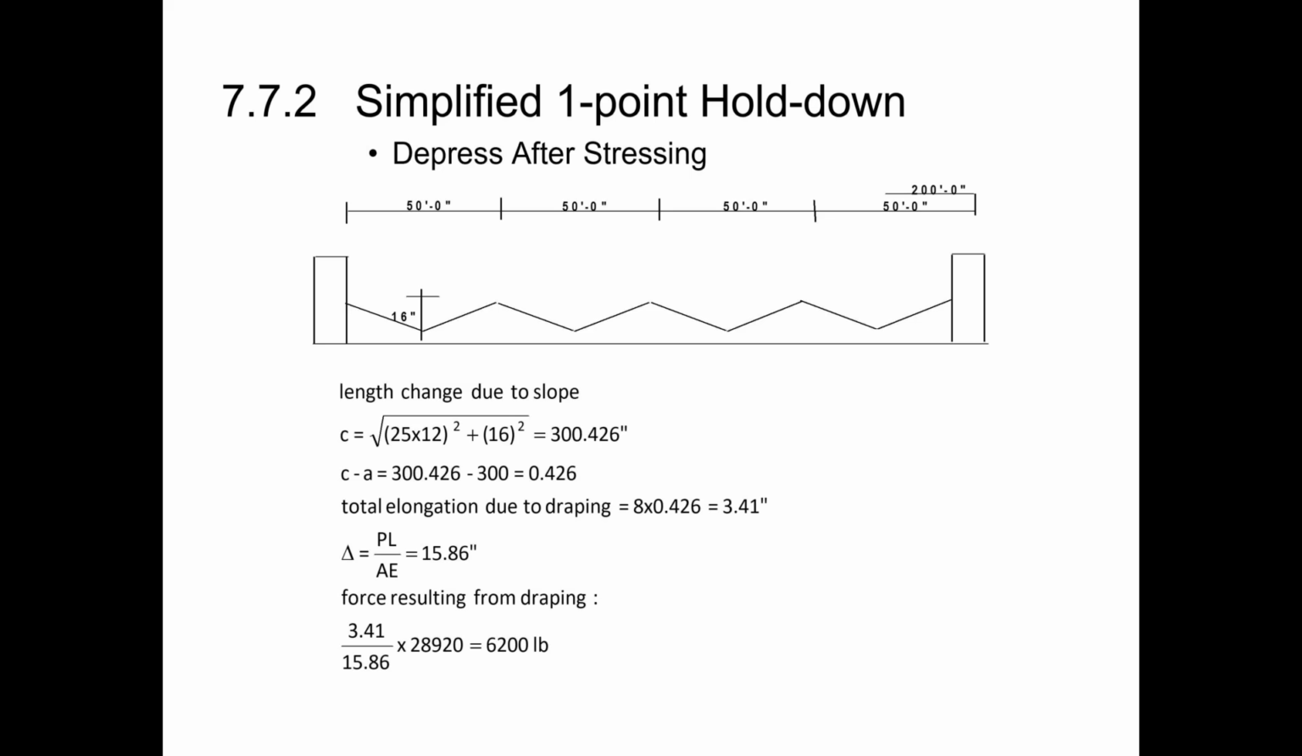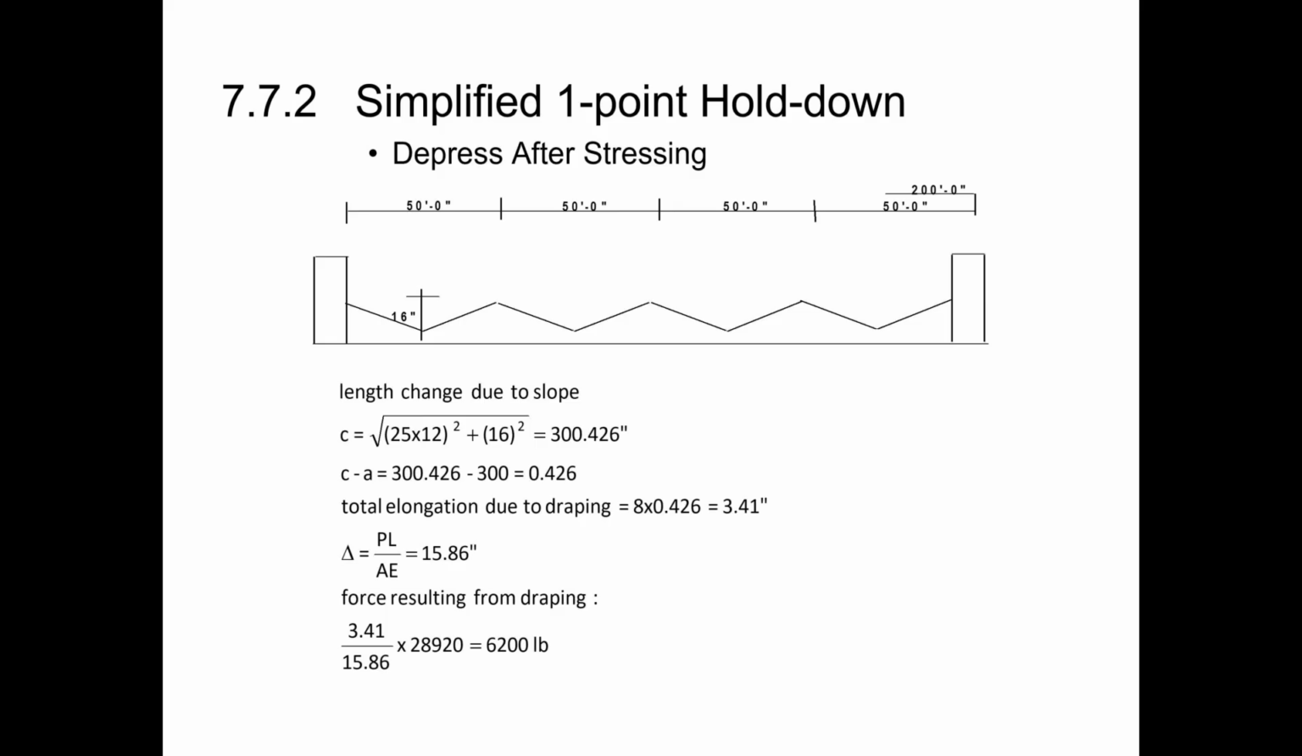All right, so we've already done 2 of our steps. Our third step is to calculate our basic elongation, P times L over A times E. P is given. L is shown in our diagram. A and E are given. And so we can calculate that our basic elongation is 15.86 inches. So that is our added elongation, and that is our basic elongation.